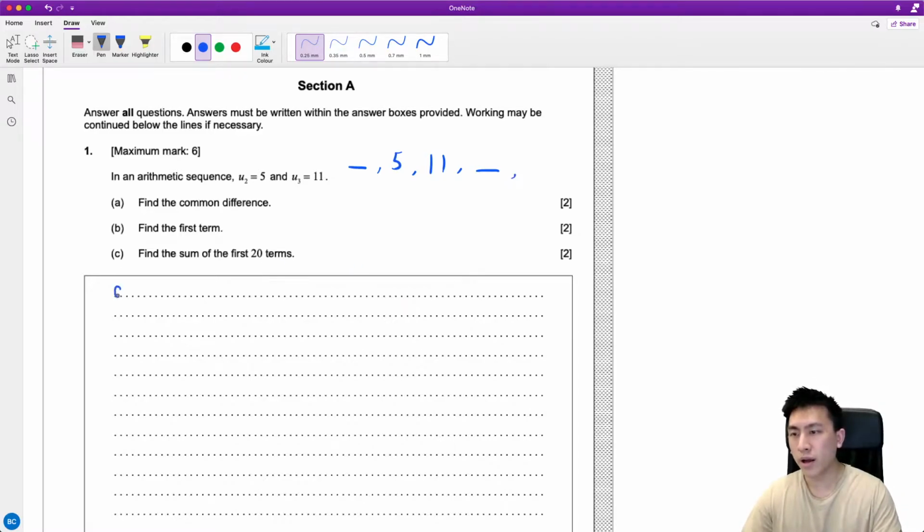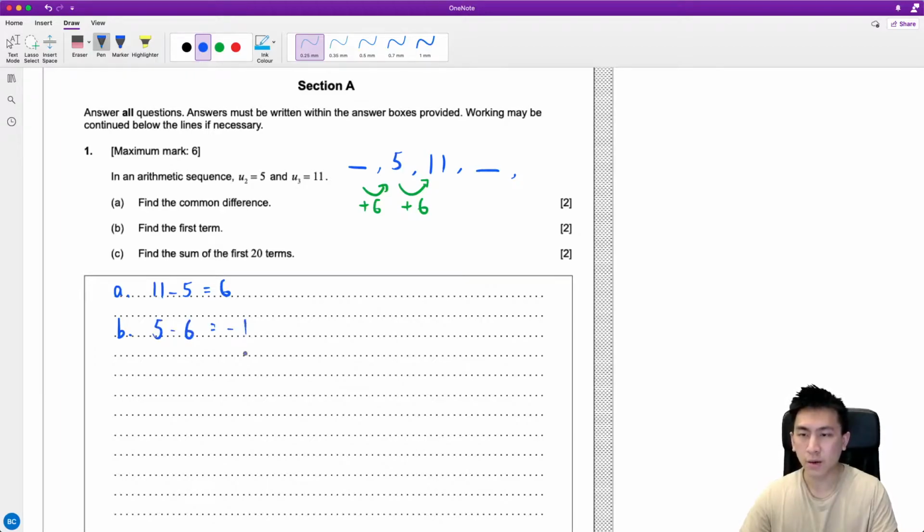So part A, they ask for the common difference. Very straightforward, right? So from here to here is plus 6. So the common difference is simply 11 minus 5 equals 6. Then you're done. Part B, find the first term. Well, then it's very straightforward, right? That means this also has to plus 6 to 5. It means that you will do 5 minus 6 equals minus 1.